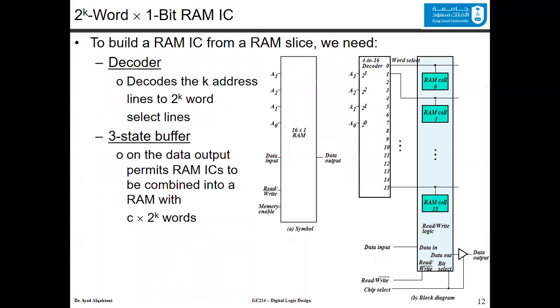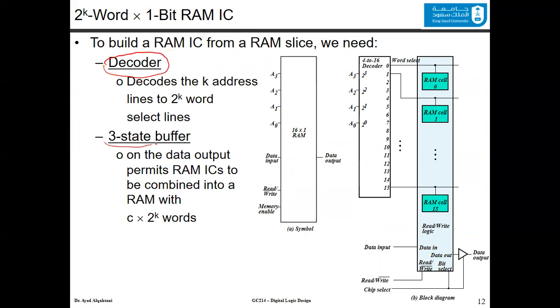Now let's see different organizations of memories as examples. We will organize the memory cells in certain ways to understand how the memory organization is happening in new memories. We will start with a simple memory organization and then we will build up. So we have a 2 to the power of k words times 1 bit RAM integrated circuit. And to build this integrated circuit, we need a decoder.